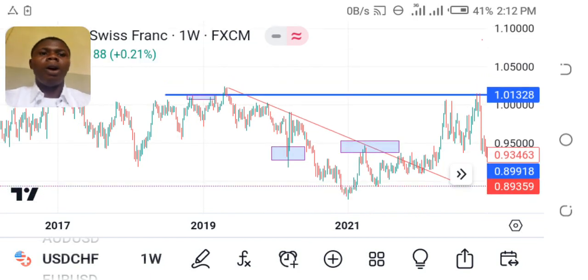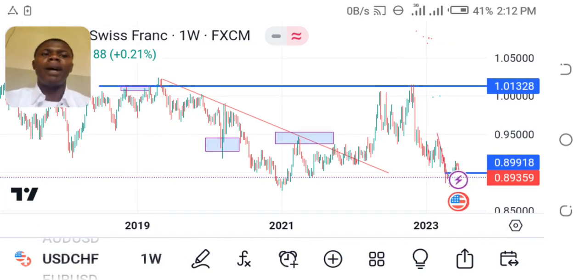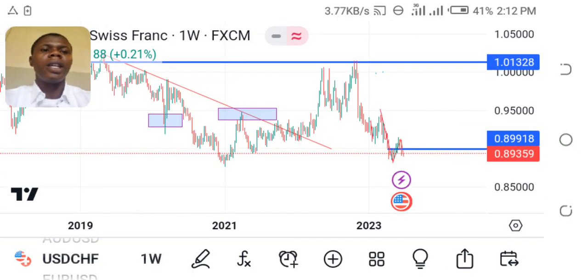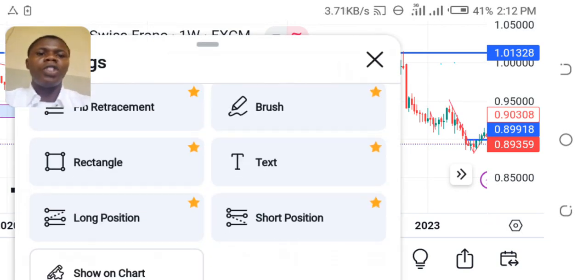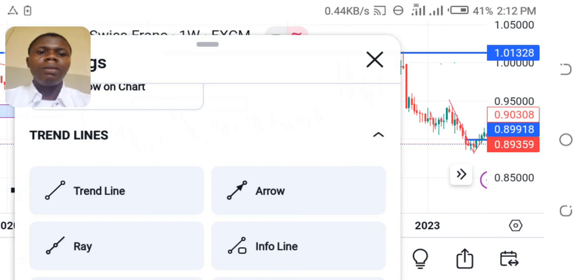Now, what this tells me is, if I'm looking for a potential entry here after this break to buy, I should be looking for an opportunity for me to what? Sell, because why? The market is still bearish. What we see here, all these things we see here, all this move we see here is actually a retracement move. Let me draw this trend line.